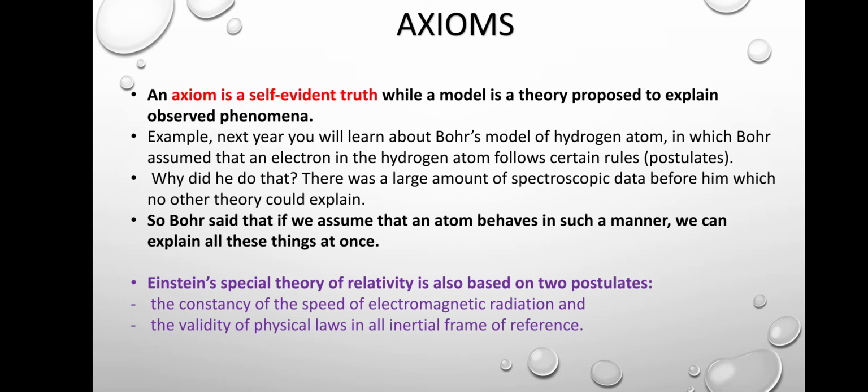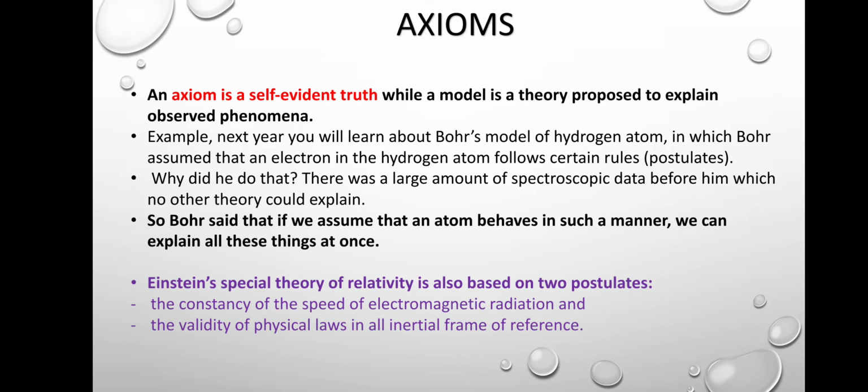So why did he do that? There was a large amount of spectroscopic data available before him. So in the spectrum, there was a large amount of data available. Using that, he found his theory. Right? So Bohr said that if we assume that an atom behaves in such a manner, we can explain all these things at once, right?